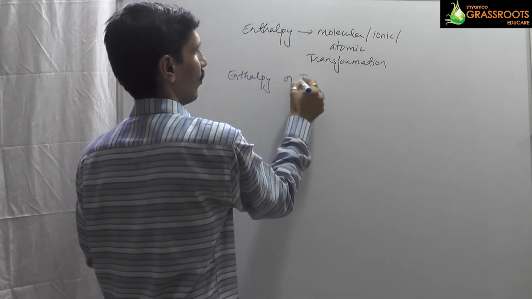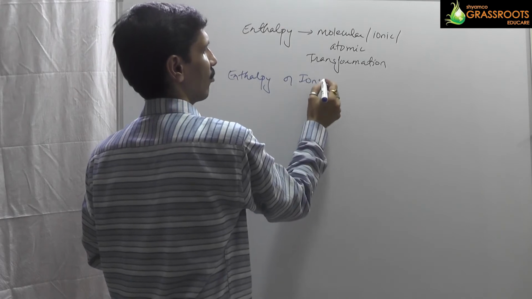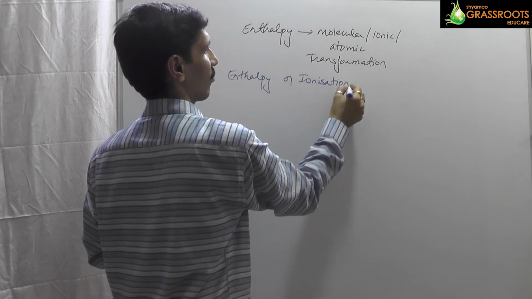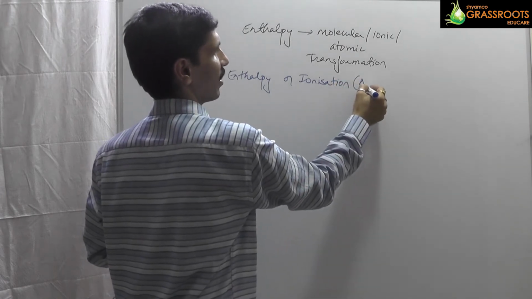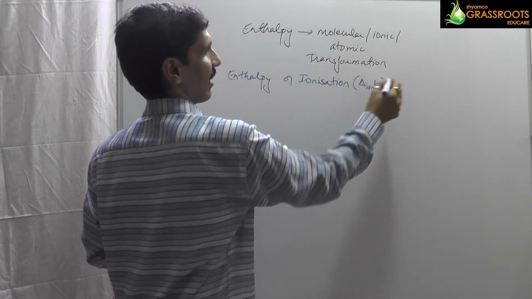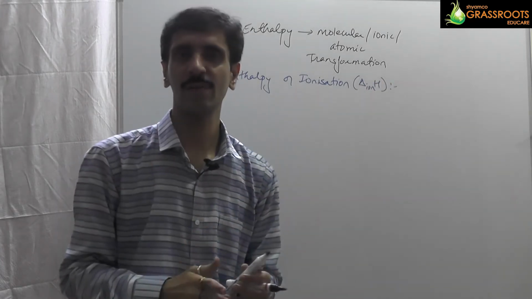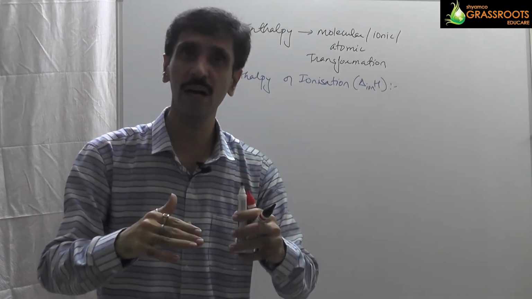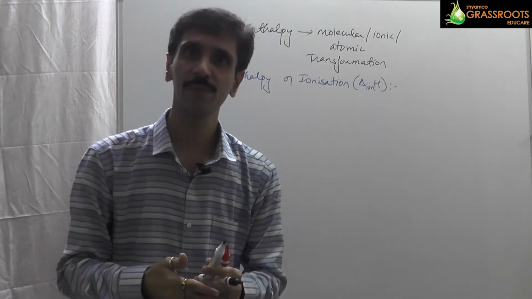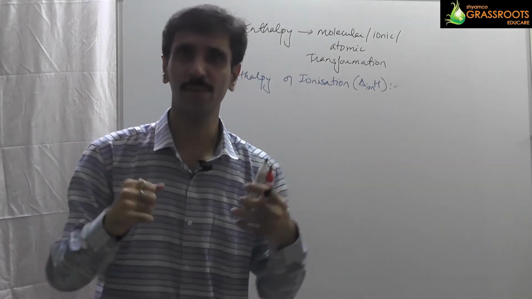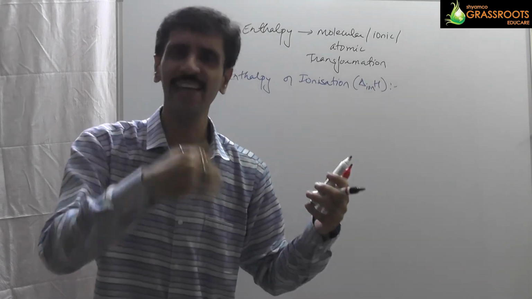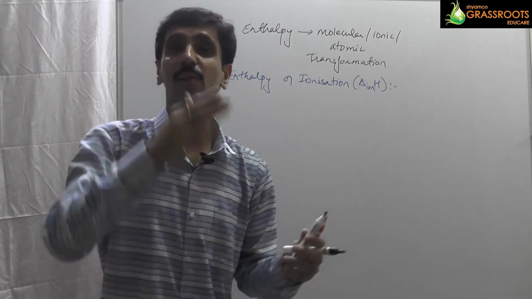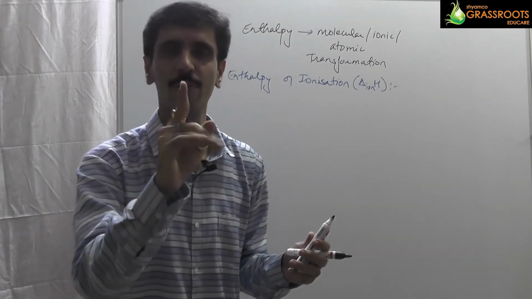When you talk about enthalpy of ionization, that means it is resulting in the formation of ions. Ions means it is a charged species. Charges are of two categories, positive as well as negative. Positive को cation बोलते हैं, negative को anion बोलते हैं. तो ये किस तरीके से होगा? By means of electrons. If an atom, or any species, gains electron, then it gets a negative charge, and if it loses electron, it will get a positive charge.